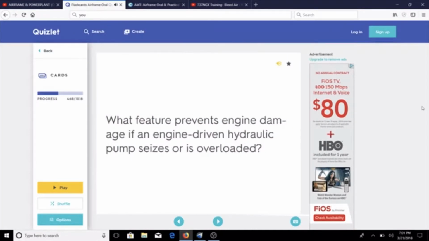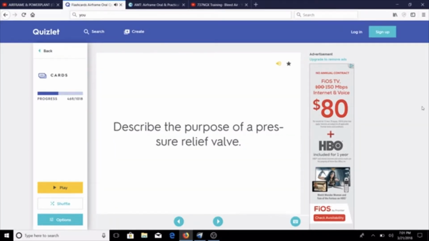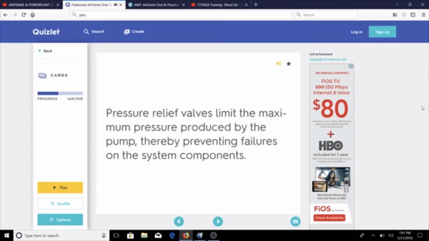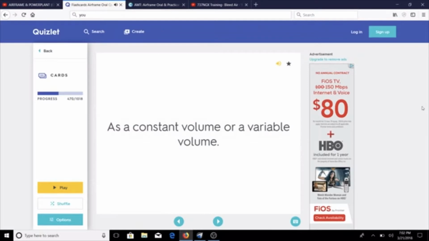What feature prevents engine damage if an engine-driven hydraulic pump seizes or is overloaded? A shear section in the pump drive shaft will break, disconnecting the pump from the engine. Describe the purpose of a pressure relief valve. Pressure relief valves limit the maximum pressure produced by the pump, thereby preventing failures in the system components. Engine-driven pumps deliver the output fluid flow in what two forms? As a constant volume or a variable volume.